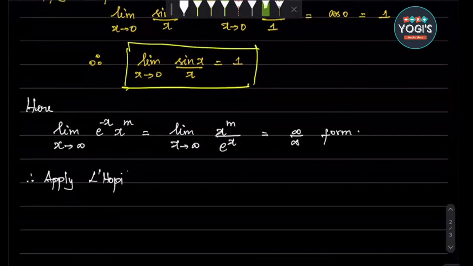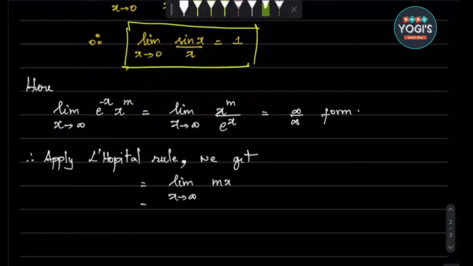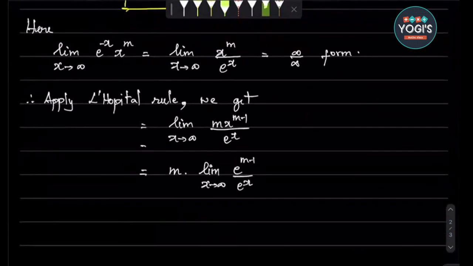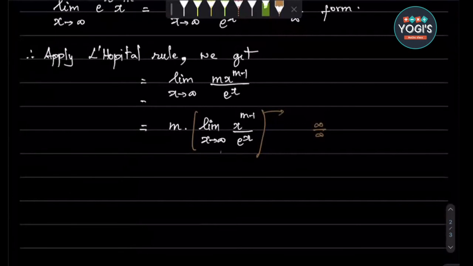So therefore enna apply pannalam? L'Hopital rule. So L'Hopital rule apply பண்ணும்போது, if I apply L'Hopital rule, what do I get again, children? Limit extending to infinity, x power m differentiate panna, I get m into x power m minus 1 divided by e power x only. In this I can take m outside, m is a constant, so I get limit again extending to infinity, x power m minus 1 divided by e power x. Now again this is of the form infinity by infinity. So again I will apply L'Hopital rule here.